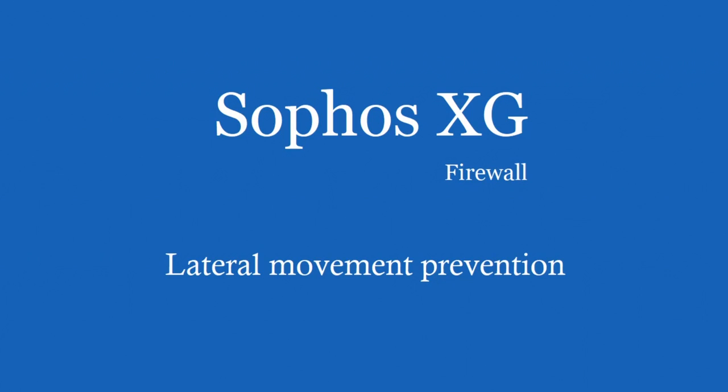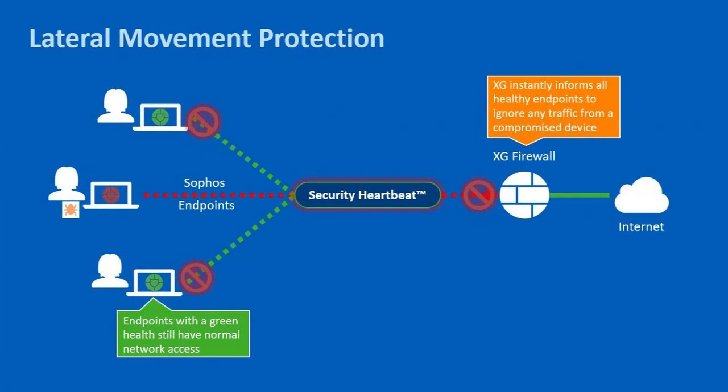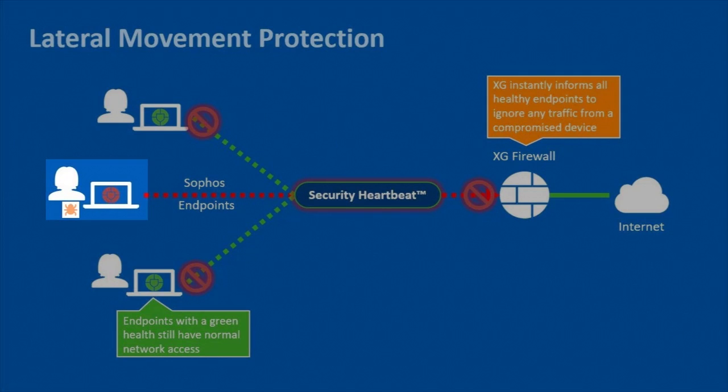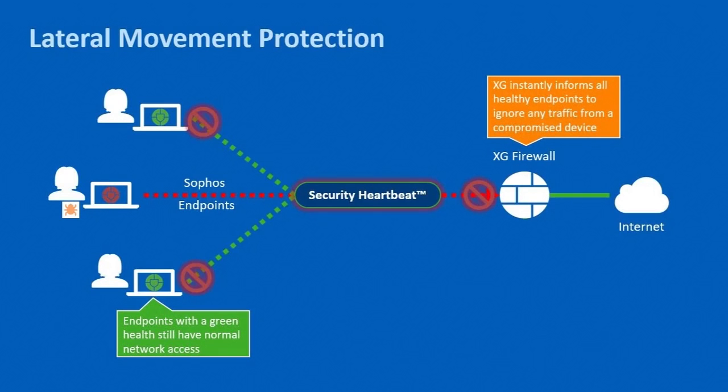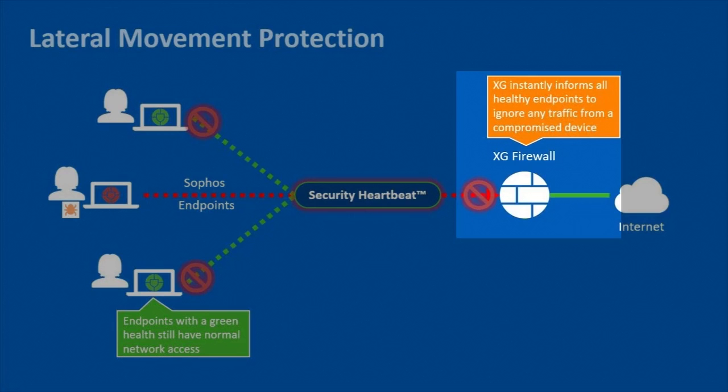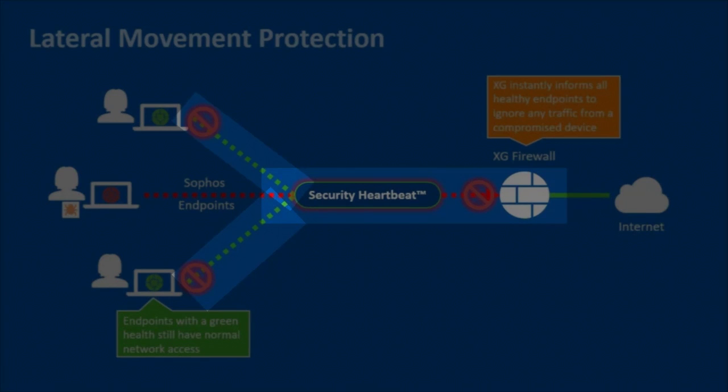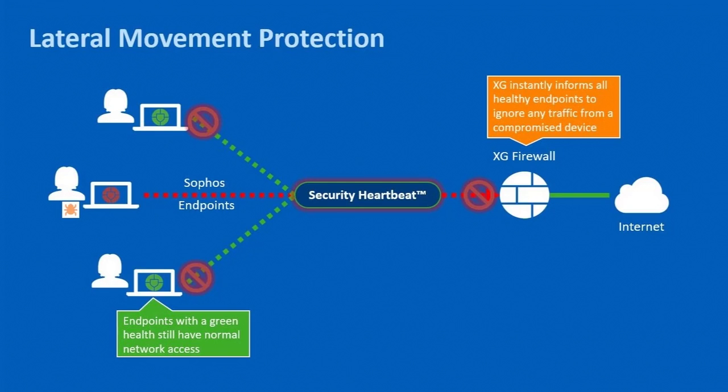Therefore, in order to prevent the threat from spreading further throughout the network, we have come up with a new feature called Lateral Movement Protection, or Endpoint Stonewalling. Once a threat is detected on any endpoint, the Sophos endpoint software installed on the computer will change its heartbeat status to red. Then, its MAC address will be blacklisted by the XG Firewall and further shared with other computers in the same network so that they won't be able to communicate with the compromised computer anymore.